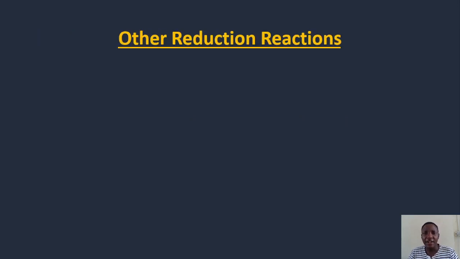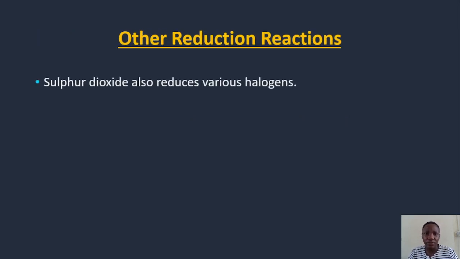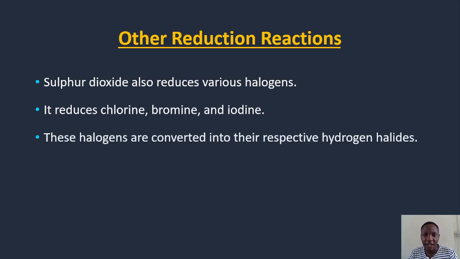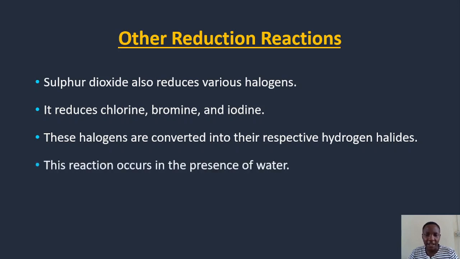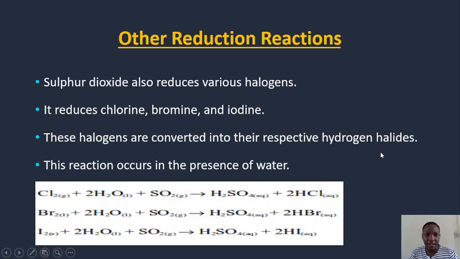Moving on, let's see the other reduction reactions related to sulfur dioxide. Sulfur dioxide also reduces various halogens. It reduces chlorine, bromine, and iodine. These halogens are converted into their respective hydrogen halides, and these reactions occur in the presence of water. And here are the reactions for chlorine, bromine, and iodine.